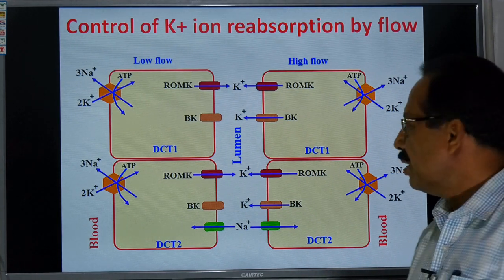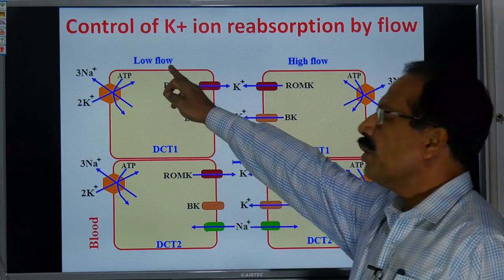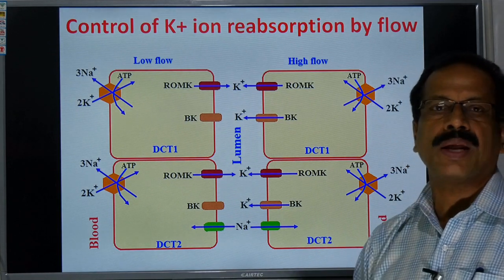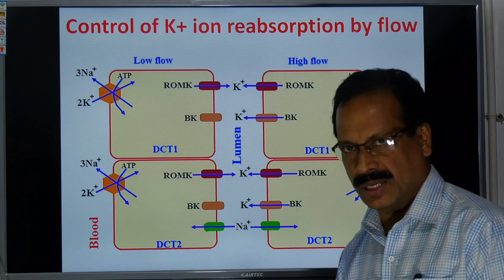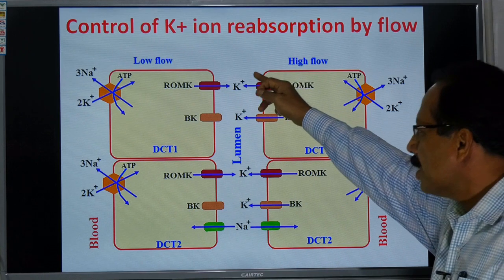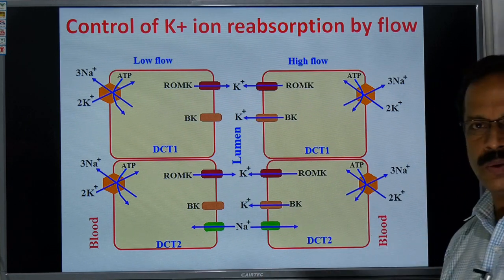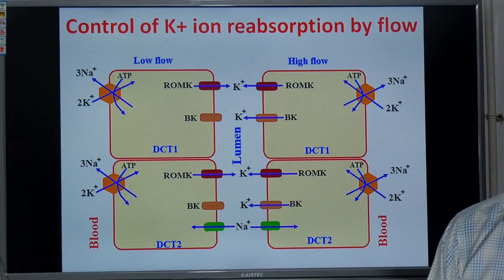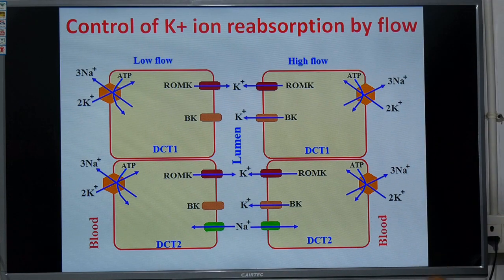This also controls the flow-regulated secretion of potassium. When the flow is low, this BK channel, or big or maxi channel, is closed, it's not active. As a result, there is no secretion of potassium through the BK channel. But when the flow is high, the shear force of that high flow causes this BK channel to open, or become active. As a result, potassium secretion through the BK channel happens. So that is the flow-controlled secretion of potassium.